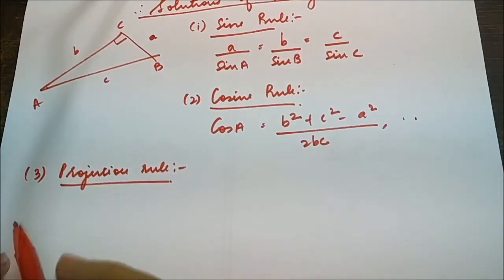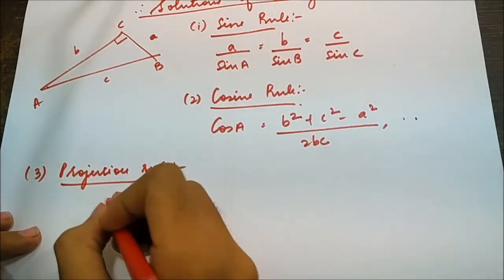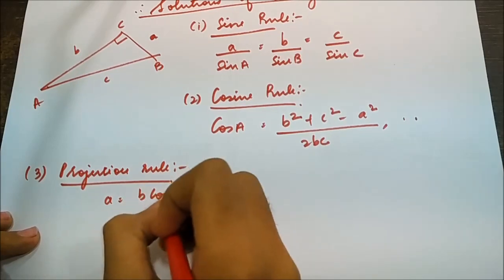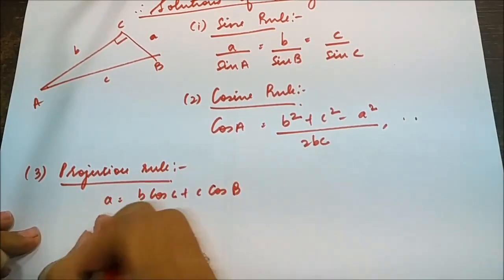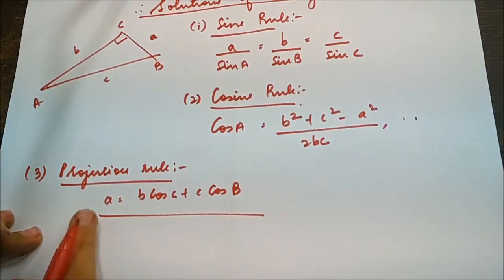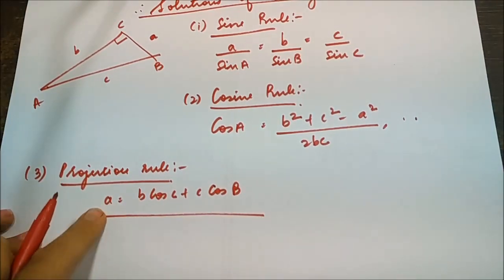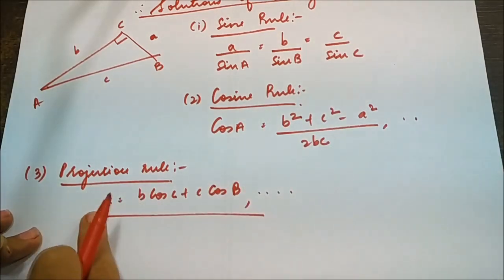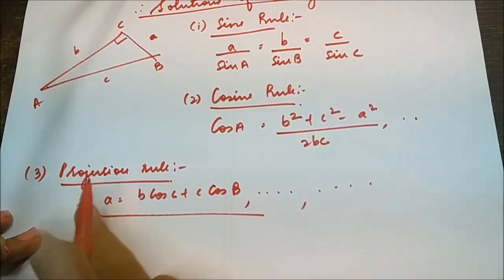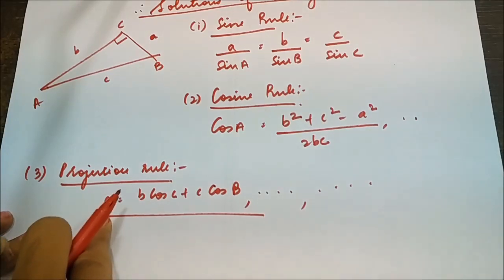Okay, the third one being the projection rule. So in triangle ABC, a is equal to b cos C plus c cos B. So this is basically the projection rule. If you have to find out the length of the side a, this is the formula for it, and we can similarly find out for b, and similarly we can find out for c.